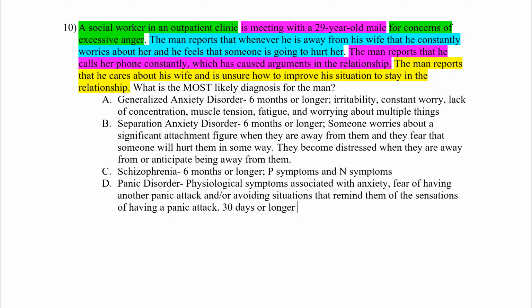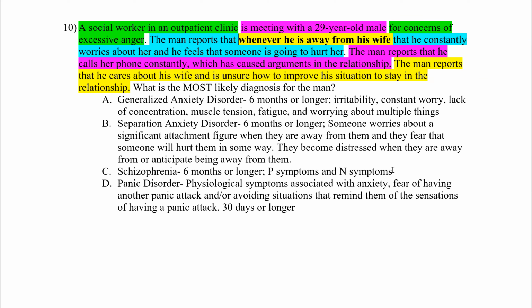So let's look back at the question to see what we're looking at in particular. So, quick review: social worker, outpatient clinic, 29-year-old male, concerns of excessive worry whenever he's away from his wife. He'll constantly worry about her and feels like someone's going to hurt her. He calls her phone constantly, which causes arguments in the relationship. The man reports that he cares about his wife and is unsure how to improve the situation to stay in the relationship. So keep all that in mind as we go through each answer choice.